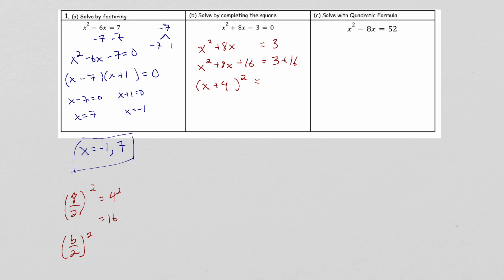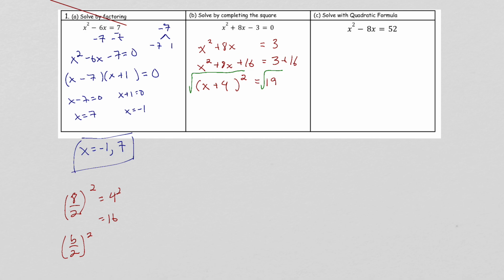I would get a minus 4. All right, so what do we do on the right side? We combine our like terms, and we get a 19. And then next thing I'm going to do is square root both sides. So maybe I'll write that in green. So I square root this side and square root that side.